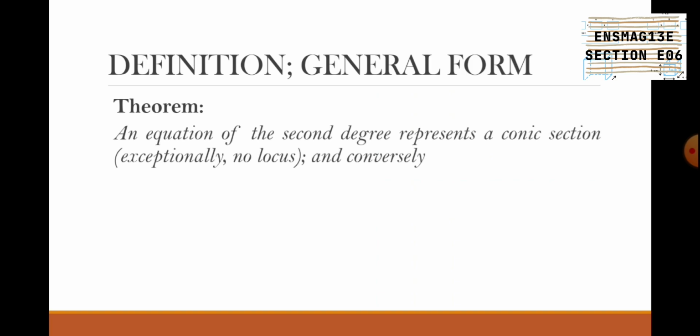Theorem. An equation of the second degree represents a conic section, and conversely, ax squared plus bxy plus cy squared plus dx plus ey plus f is equal to 0.